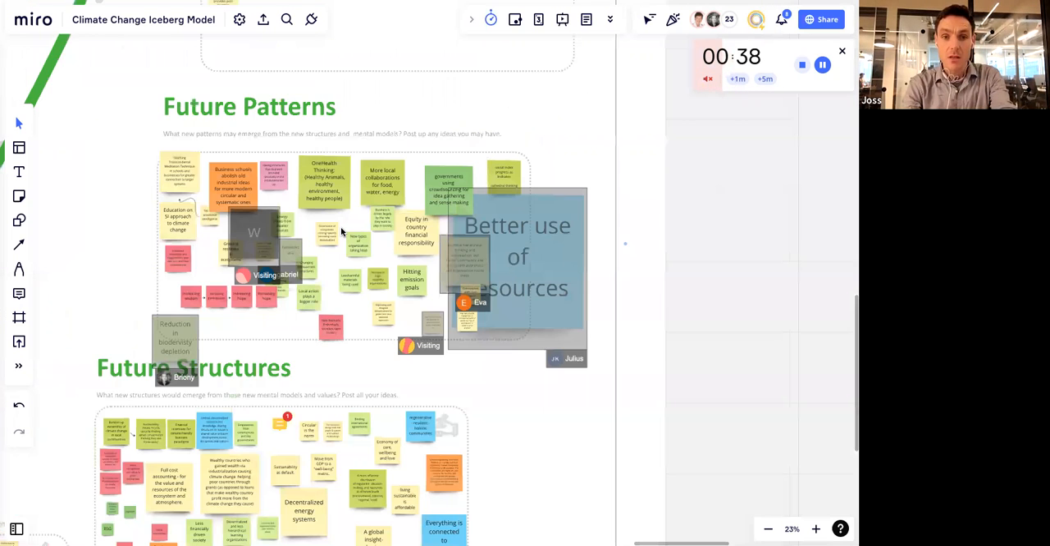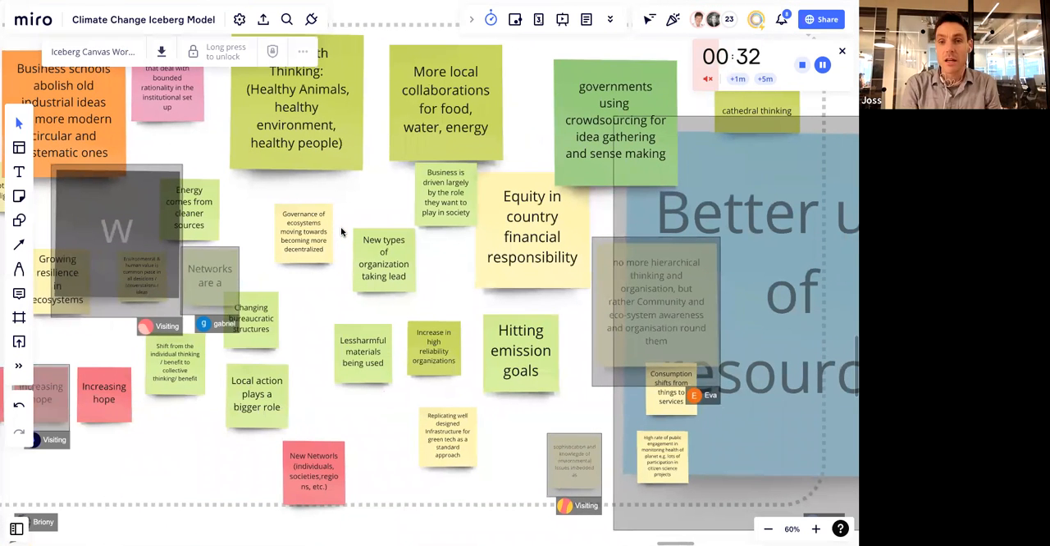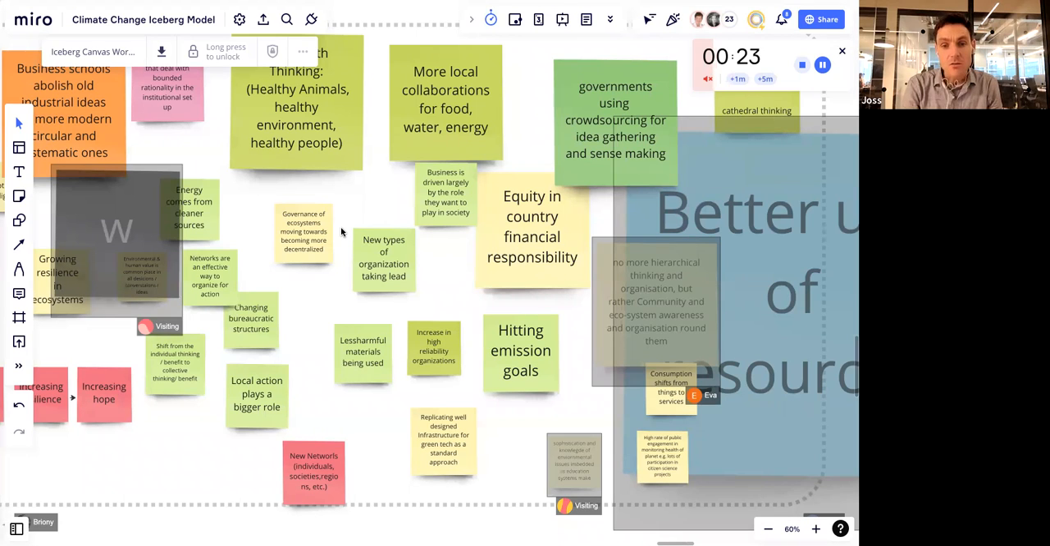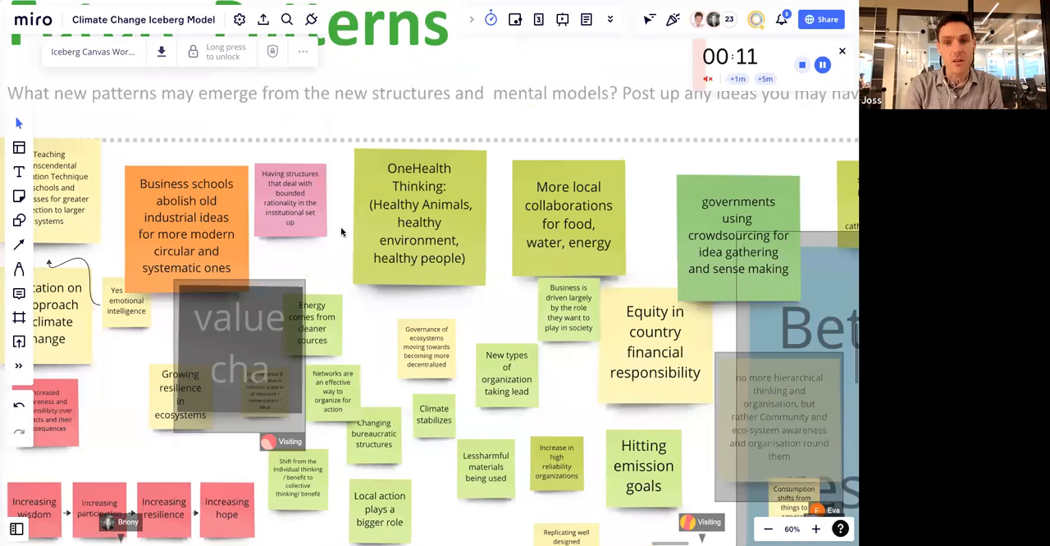Okay, I'm going to jump in here and take a look. Equity in country financial responsibility. So these are the new trends that we might see over time. Increase in high reliability organizations, replicating well-designed infrastructure for green tech as a standard approach. Local action plays a bigger role. Yeah, I think there are a few around decentralization here, or having structures that deal with bounded rationality in the institutional setup.